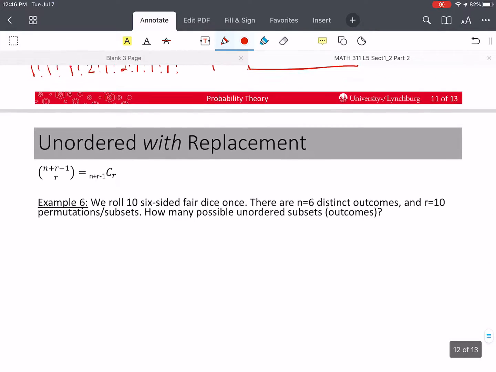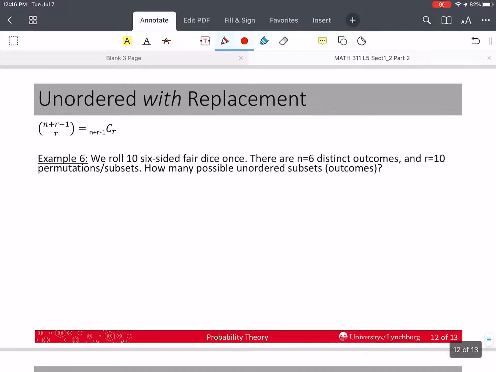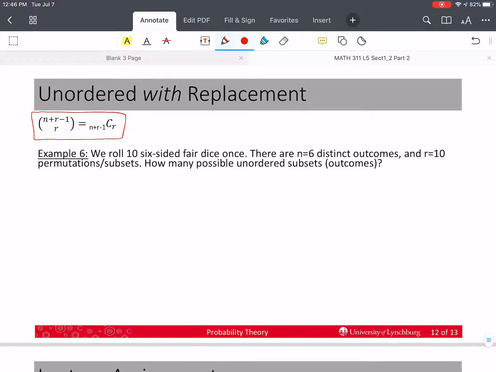It's quite a bit of ordering those. Now, the last case is unordered with replacement, and this does not occur very often, at least in statistics. So here is the formula. So let's derive it using an example. We're going to roll 10 six-sided fair dice. So there are n equals 6 distinct outcomes we can get for each of the dice. And we're basically repeating that 10 times. So there's 10 permutations or subsets of this. How many possible unordered subsets or outcomes are there?